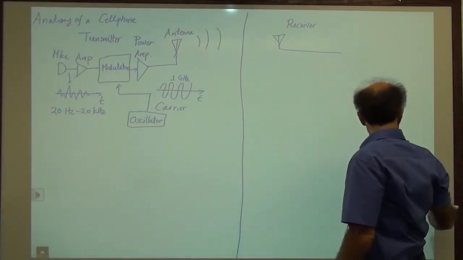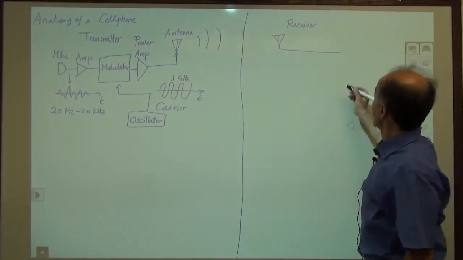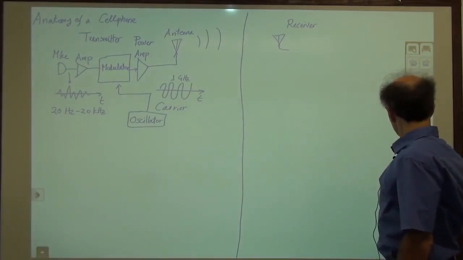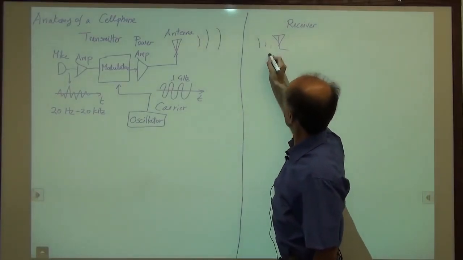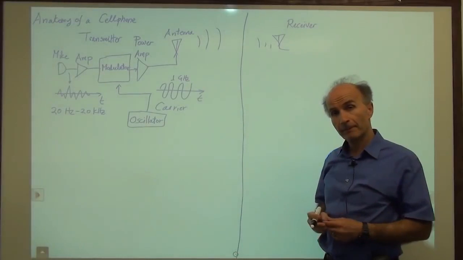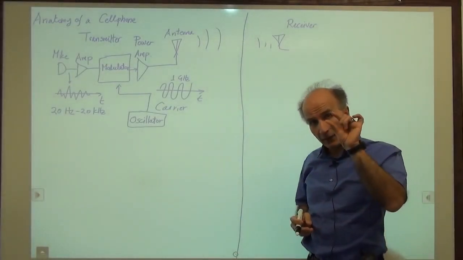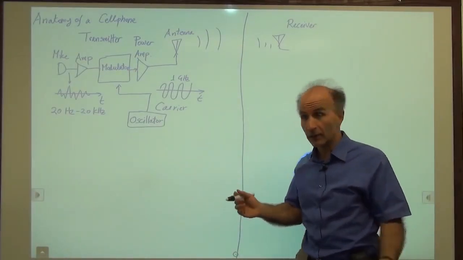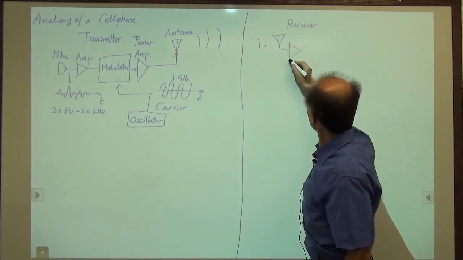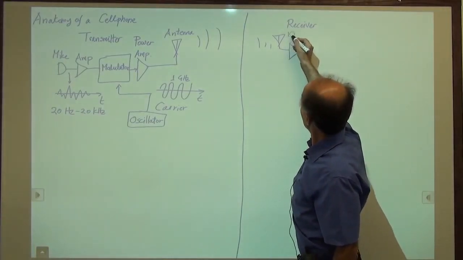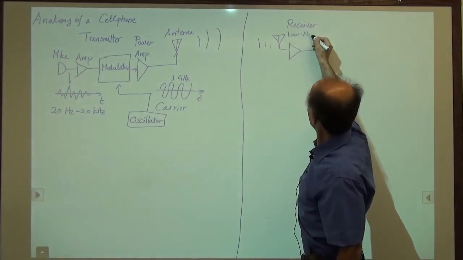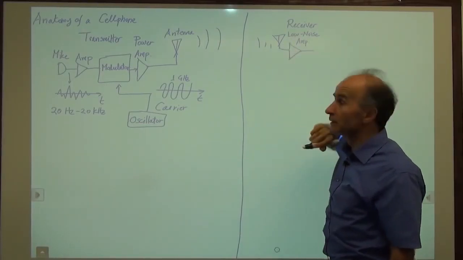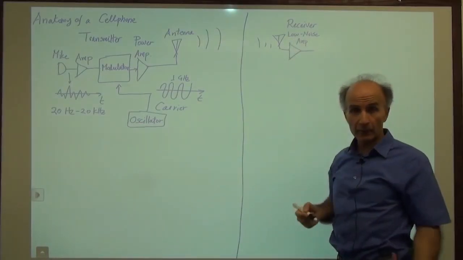And by the time the waves get to my receiver, they are actually quite attenuated. So this wave will be very little by the time it gets here, if it's a long distance. And the signal that comes in is so small that we can't do much with it. So that calls for amplification. So we need an amplifier right here, which we call a low noise amplifier, an LNA. And now the signal is a little bigger, so we can play with it.